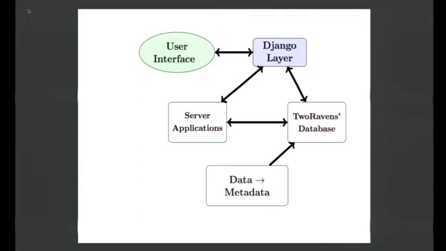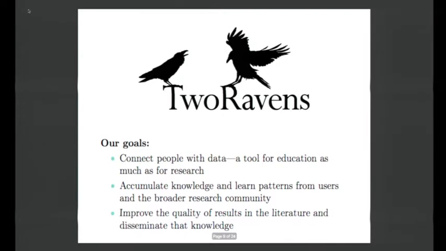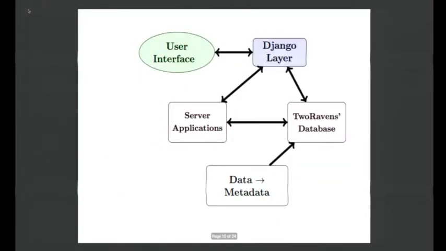Much of our ability to do these things, to connect people with data, to accumulate knowledge, and to use that knowledge to improve the quality of results, comes from the design of this project. The design of this project was also heavily influenced by Psi, at least in the planning of Psi. So I'm just going to walk through a little bit of this here. And this is a basic architecture diagram that I drew up. It's probably an extreme simplification of what's going on.